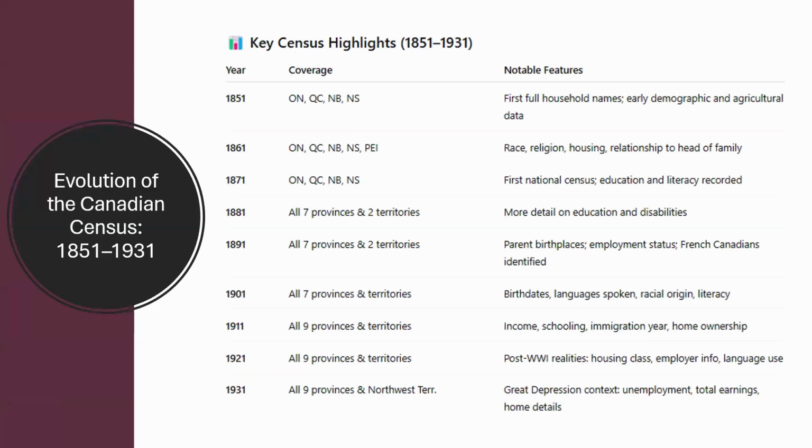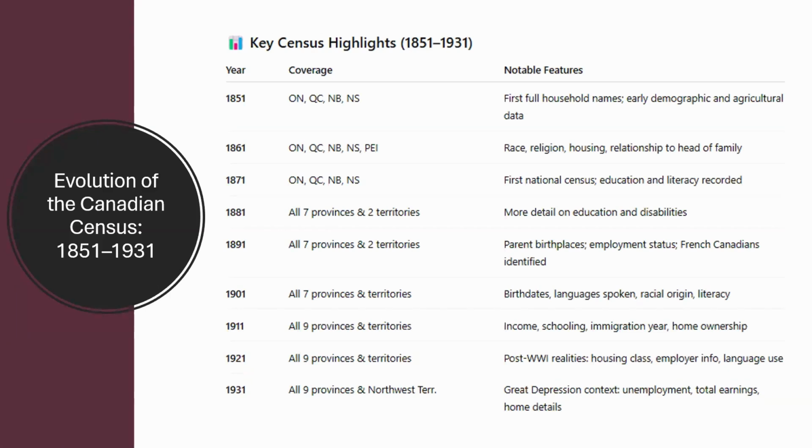Now, let's just have a key highlight of all of the different censuses that we've looked at. We've looked at 1851 that included 4 provinces. This was the first full household names, early demographic and agricultural data. 1861, it included PEI at that time. We looked at race, religion, housing, relationship. 1871, we go back to the 4 original provinces, first national census, education and literacy. 1881, we have all 7 provinces and 2 territories. Again, more detail on education and disabilities.